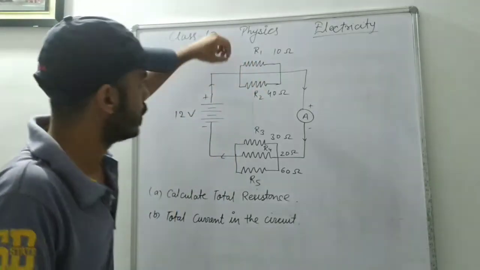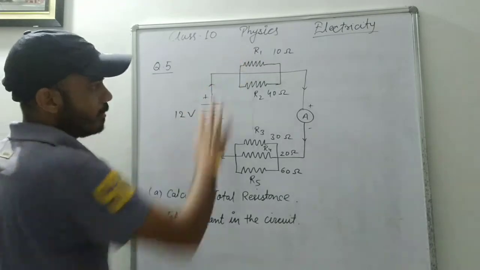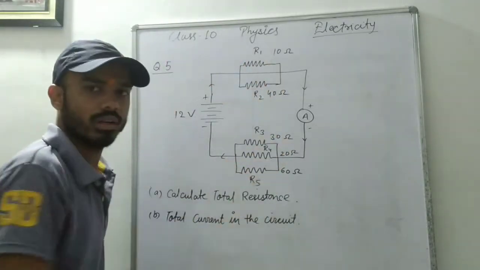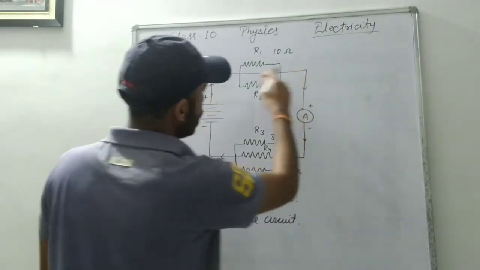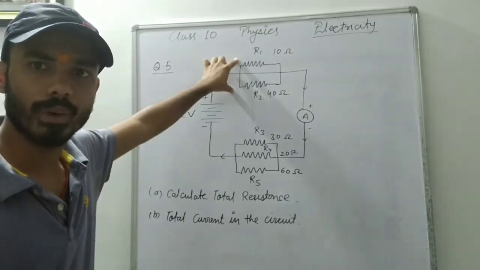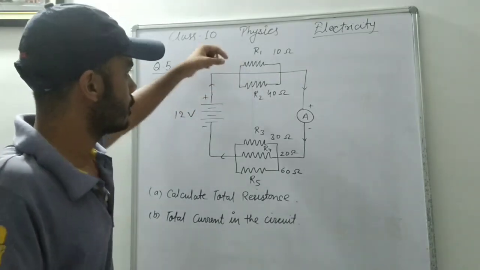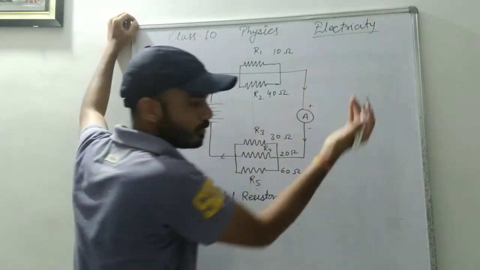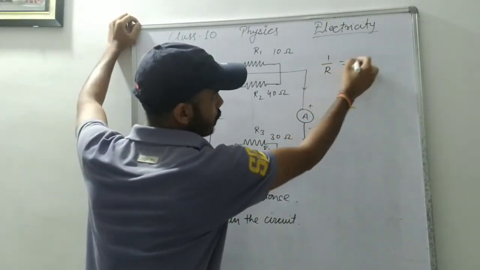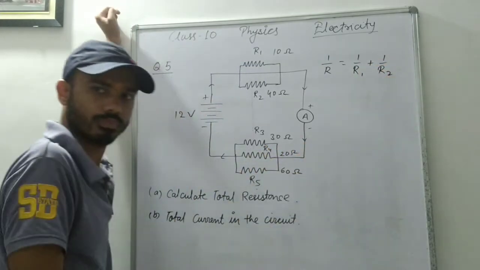combinations. Okay, so for this circuit here we have R1 and R2. For R1 and R2 we have an equivalent resistance; these are in parallel combination. Okay, so the formula for equivalent resistance in parallel combination is 1 upon R equals 1 upon R1 plus 1 upon R2. Clear?